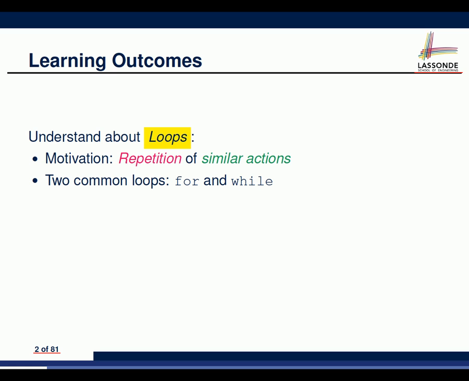And then there are 2 common loops we can use. One is called a for loop, the other one is a while loop. So these 2 loops are interchangeable. They are really equivalent to each other, so you don't really have to choose one or the other. But there are certain common scenarios where you want to use one, but not the other. But we'll see.